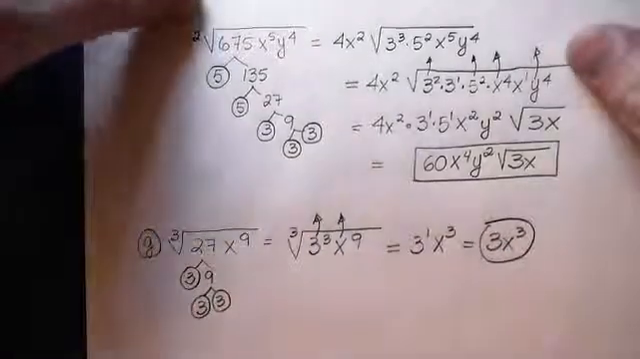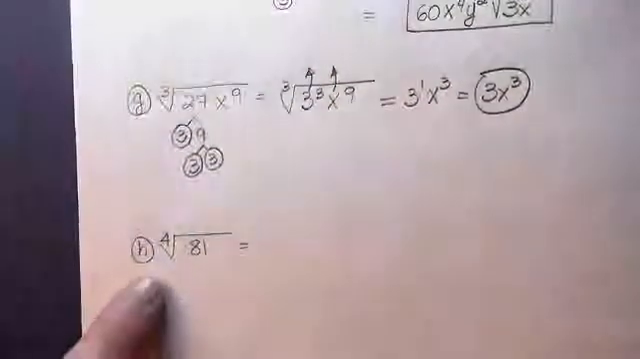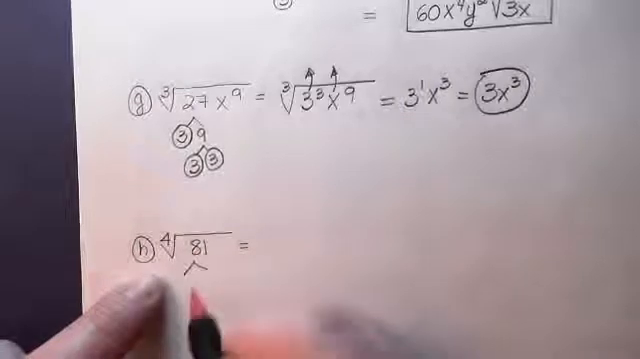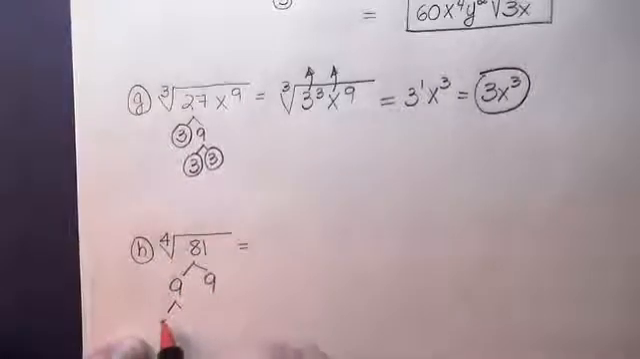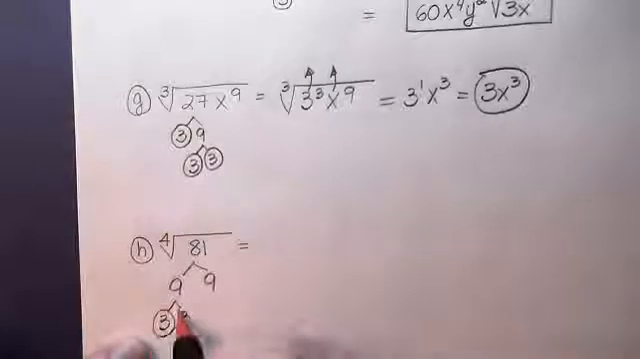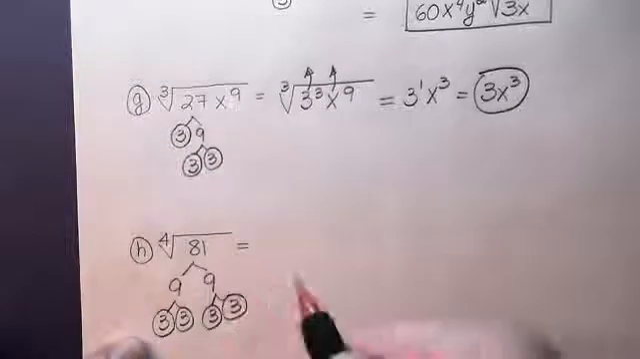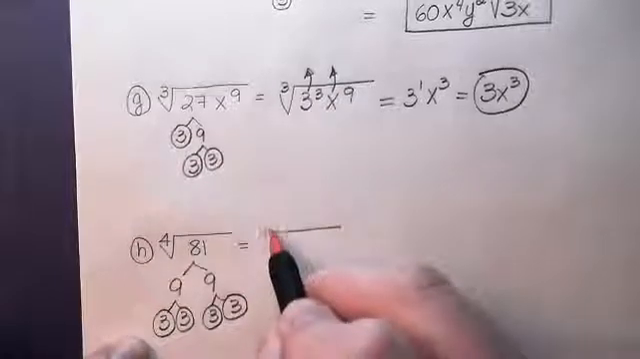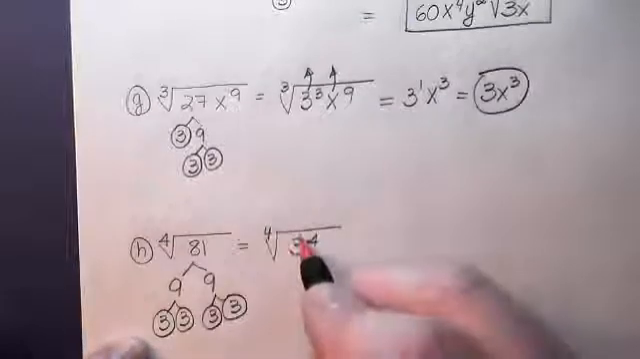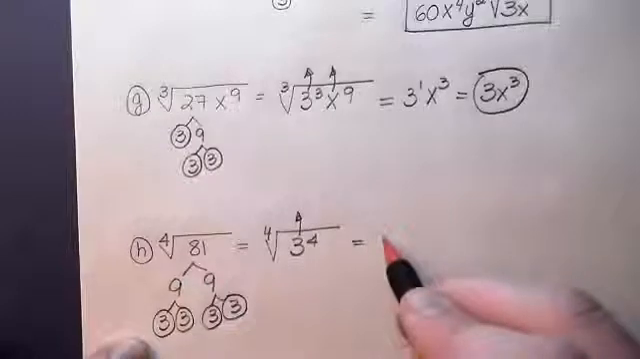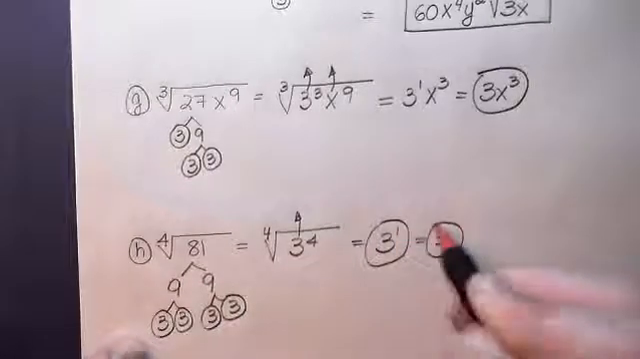Alright, let's try the next problem. The fourth root of 81. Again, prime factorization. Always do your prime factorization. 9 times 9. And then this would be 3 times 3. Put circles around it. How many 3's do we have? We have, in this case, 4 3's, so 3 to the fourth. Can the 3 come out? You bet. This would be 3 to the first, or in other words, 3. Okay.